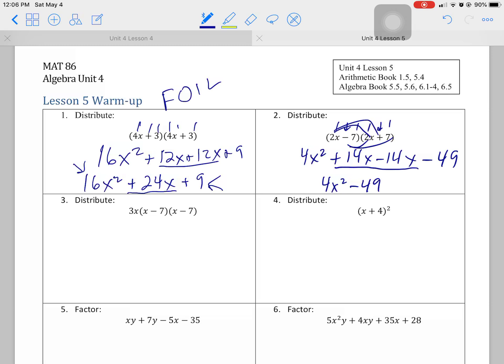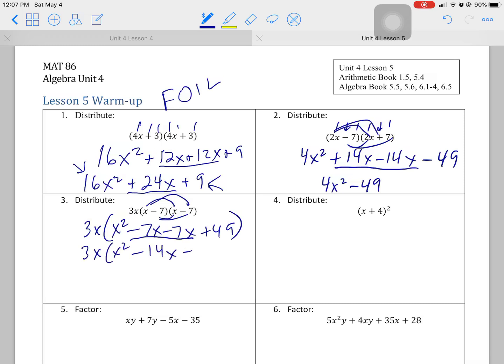Okay. This one I prefer to multiply or foil first. So leave this out here. This would be x squared minus 7x minus 7x plus 49. Combine like terms, 3x, 2x, 14x. Get you there. And now distribute.